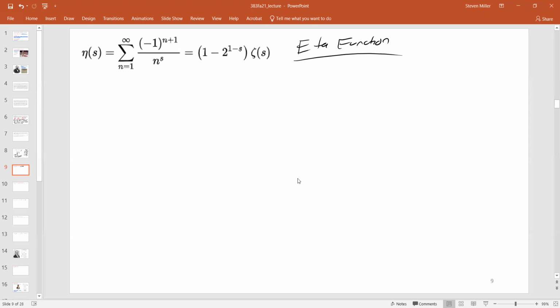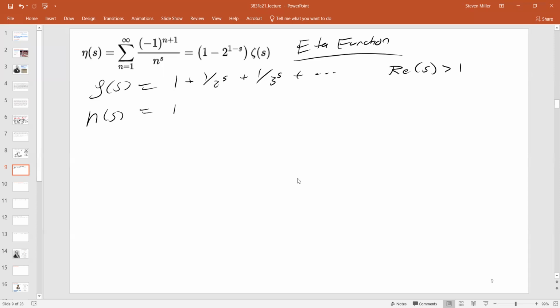So let's look at zeta of s. It's 1 plus 1 over 2 to the s, plus 1 over 3 to the s, plus dot, dot, dot, at least as long as the real part of s is greater than 1. And let's look at eta of s. Again, let's be very careful. When you start off with n equals 1, you have -1 squared, so you start off with 1. Then you have -1 over 2 to the s, plus 1 over 3 to the s, minus dot, dot, dot.